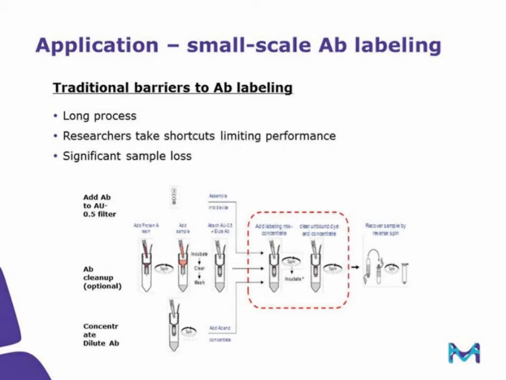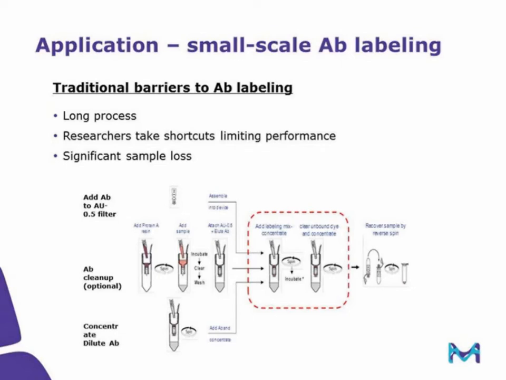First, the process can be quite long, involving, in certain cases, 2 overnight dialysis steps. Because it's long, there's a tendency to take shortcuts. Researchers are less likely to optimize the labeling reaction through identifying the correct dye-protein molar ratios for their application. There's also significant sample loss, which can be costly when commercial antibodies are to be used.